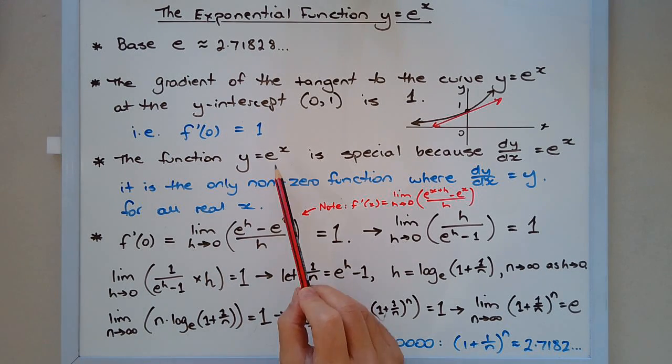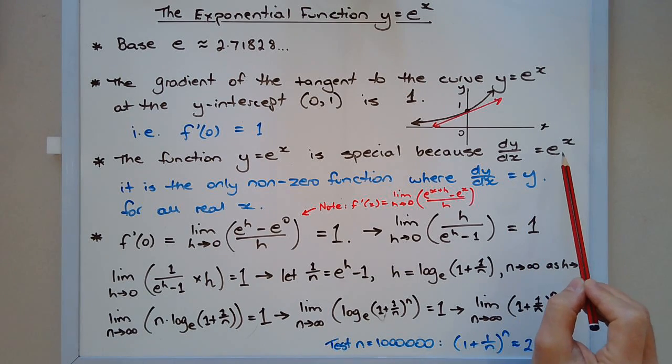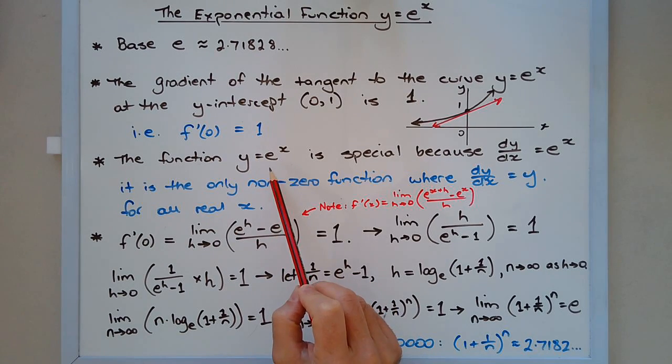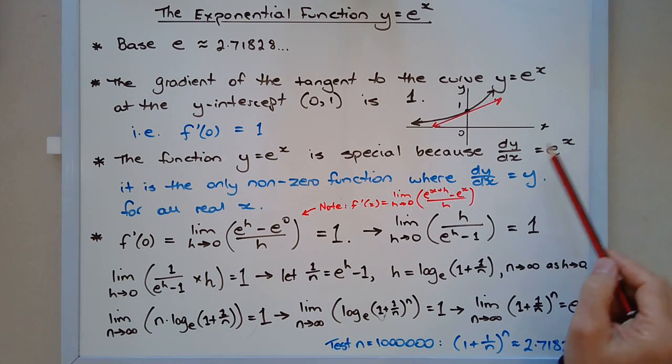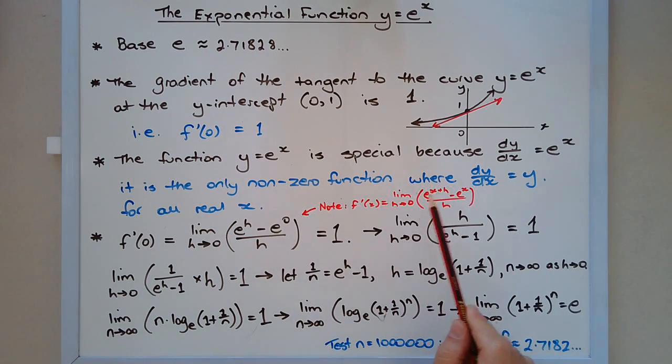The function y equals e to the power of x is special because dy/dx is equal to e to the power of x. So in other words, if we differentiate e to the power of x, the result is e to the power of x. So the derivative is equal to the function. And it is the only non-zero function where dy/dx equals y for all real x, not for just any particular value or one or two values of x.